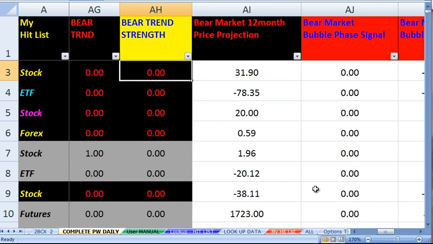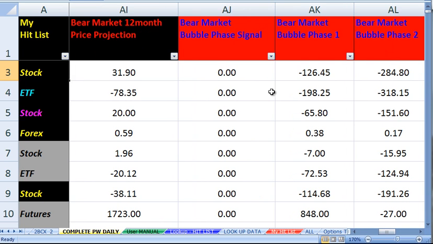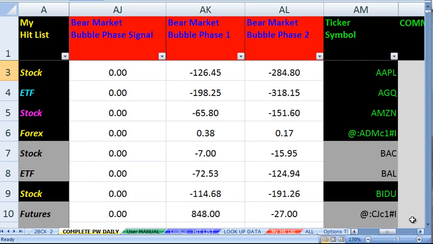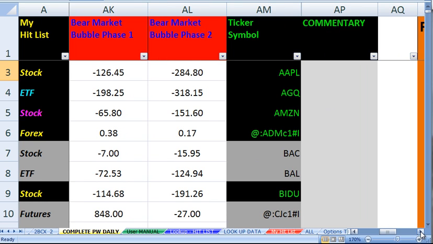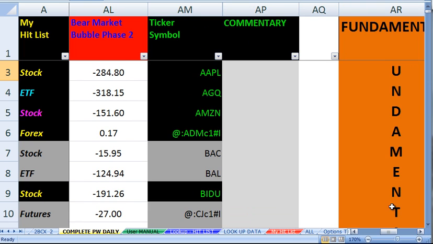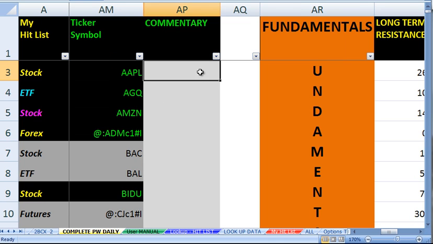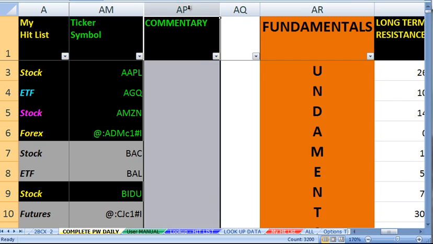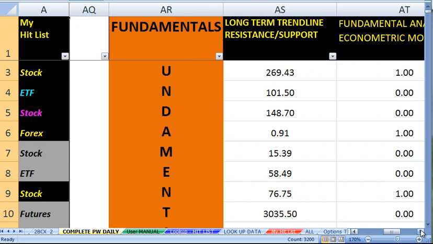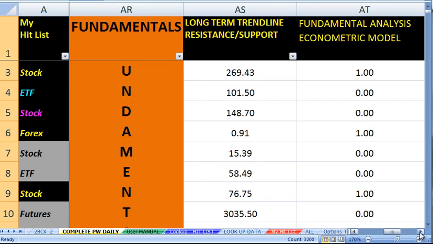The next category is your bear trend, same indicators, bear trend and your bear trend strength. There's a 0 here, so the markets are not bearish, obviously. And then you would have your 12-month profit targets there, and your bear phase, bubble phase 1 and 2. And that's when the market is under price destruction and distribution. All right, then the next category is your ticker symbol, and then commentary. We're going to be putting some things in here later on, but for right now, we're just going to leave that blank. The next section here is your fundamentals, okay?